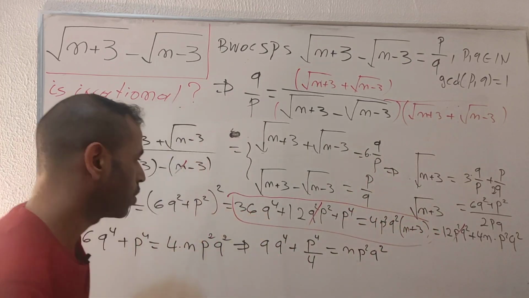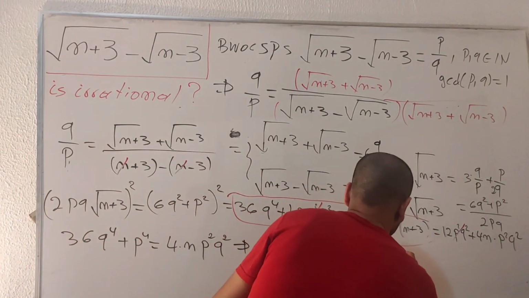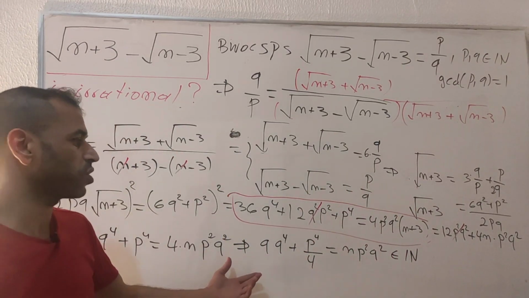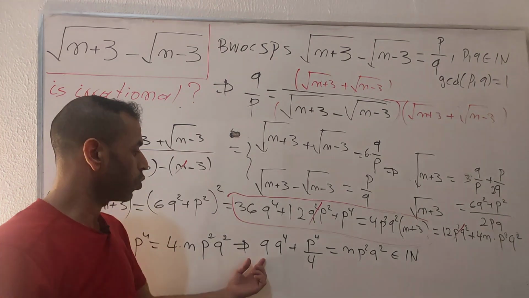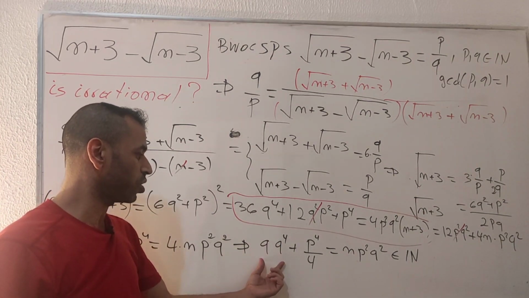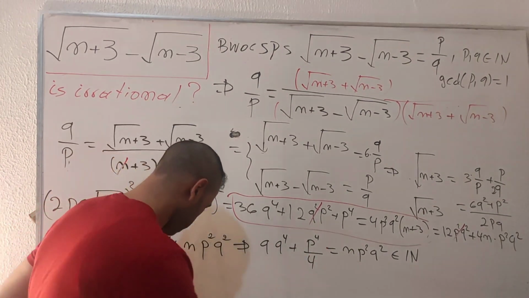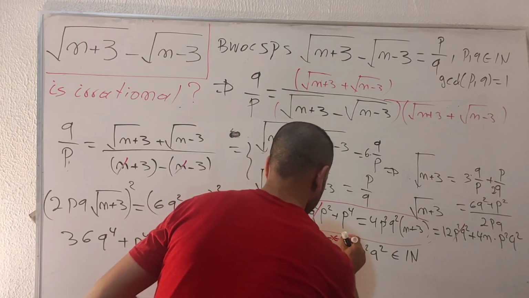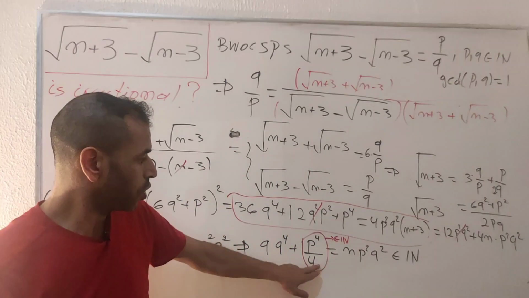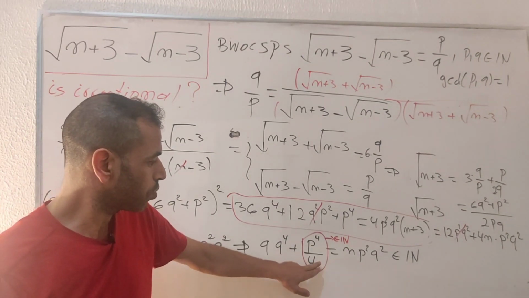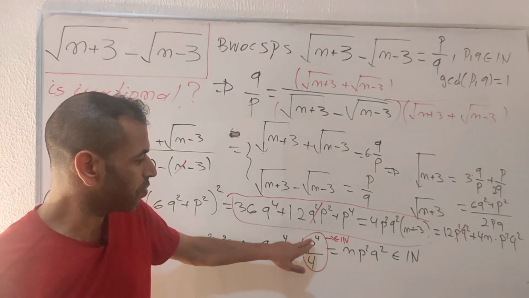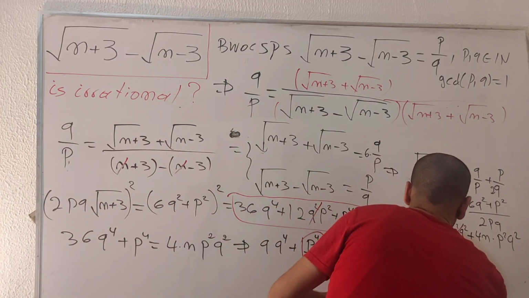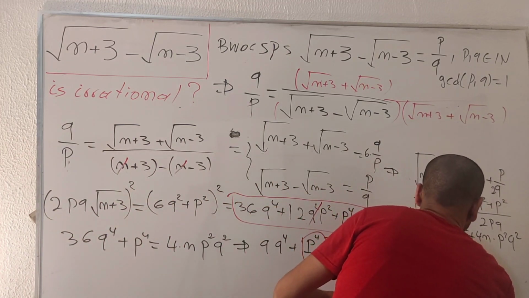Okay, so we know the right hand side of this equation is an integer, which means the left hand side of this equation is an integer as well. We know 9q to the fourth is an integer. This one also, this term also must be an integer. Okay, so in order to have this one an integer, which means number 2 must divide p. Okay, so one is telling us 2 must divide p.